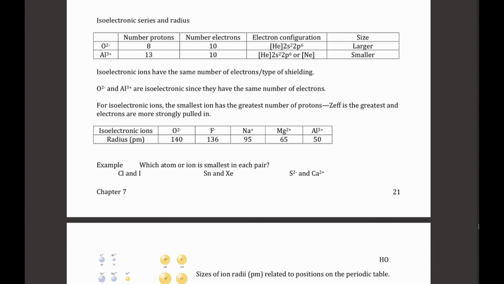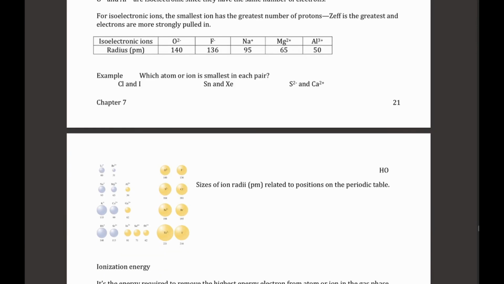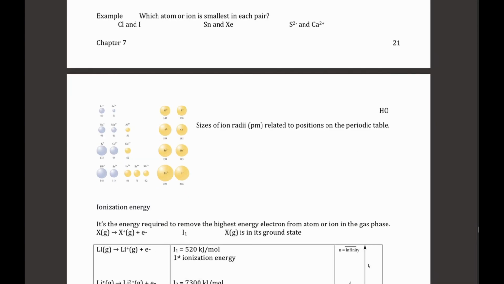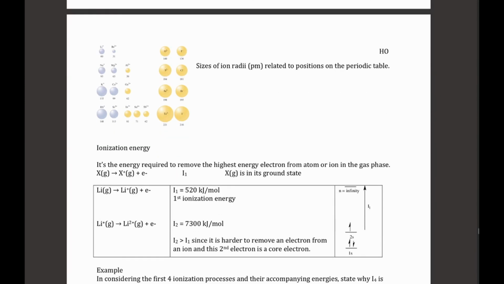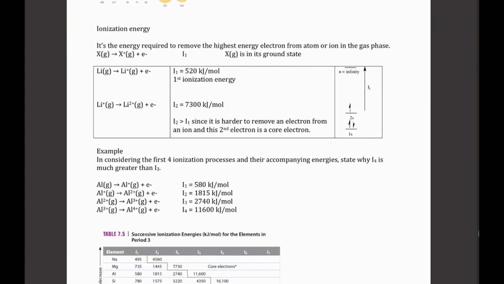And I have there in the table O2 minus, F minus, Na plus, Mg2 plus, Al3 plus, their relative sizes. Those are all isoelectronic with neon. So then we just start looking at numbers of protons. Here's a few atoms to compare and ions. And the next diagram is sizes of ion radii related to positions on the periodic table. Okay, so that's that trend.